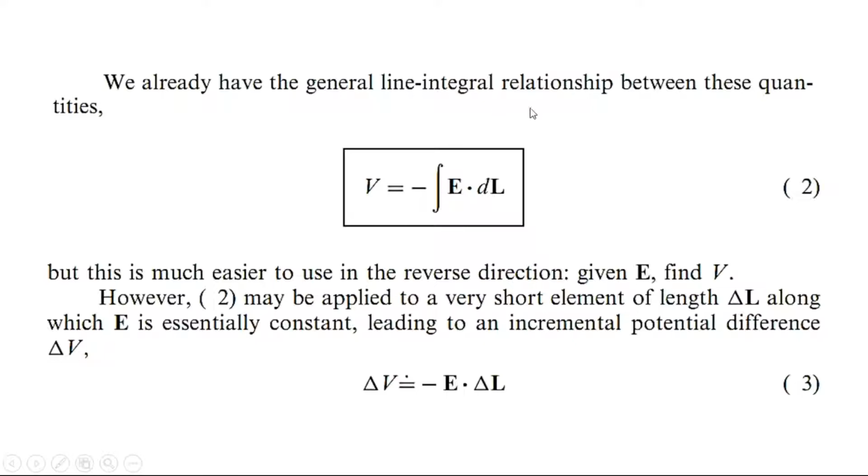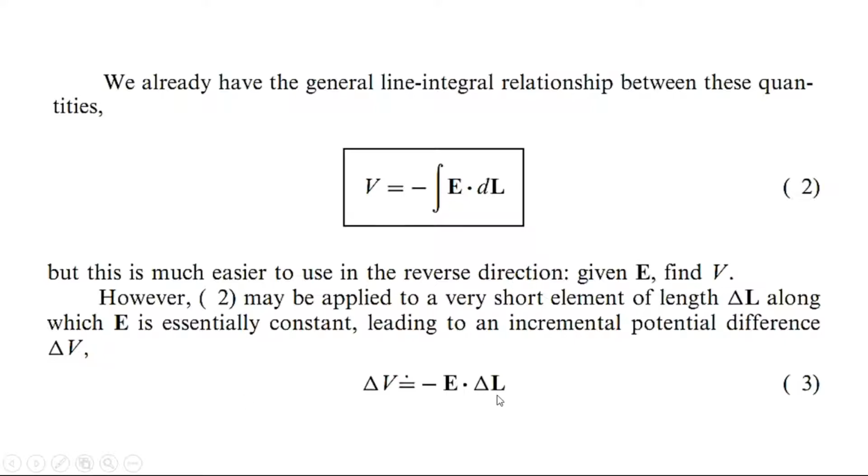We already have the general line integral relationship between these quantities, that the electric potential is actually the negative line integral of the electric field intensity. But this is much easier to use in the reverse direction, given E and find V. Like this, equation 2 may be applied to a very short element of length delta L, along which E is essentially constant, leading to an incremental potential difference delta V.